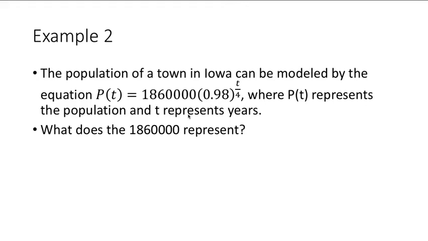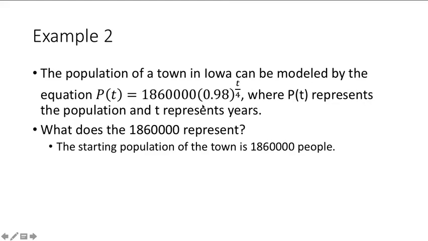1,860,000 represent? Well, looking at my function, the 1,860,000 takes the place of the A, so that's going to represent the starting population of the town being 1,860,000 people. Notice that when we talk about what it represents, we're really specific to the context of the problem. I cannot just say that the starting value is 1,860,000. That wouldn't tell anybody anything about the problem.